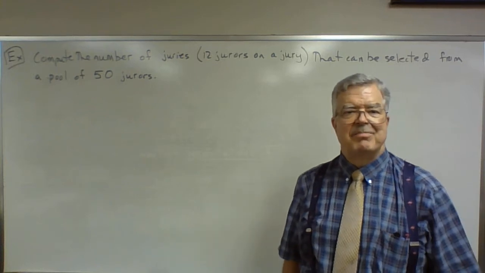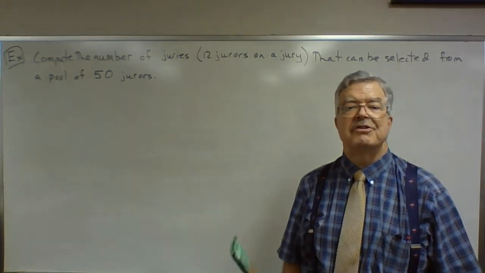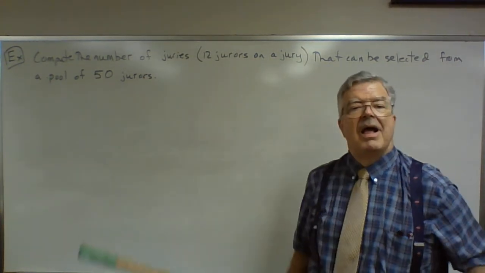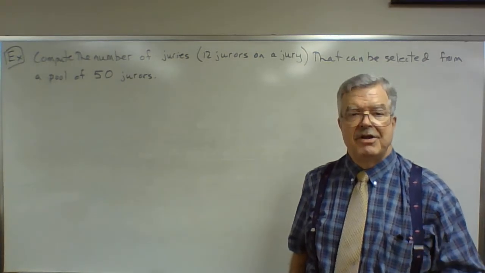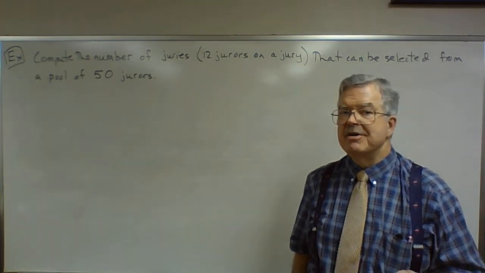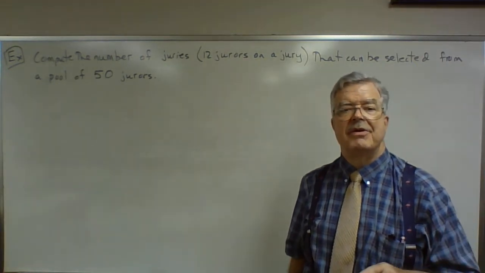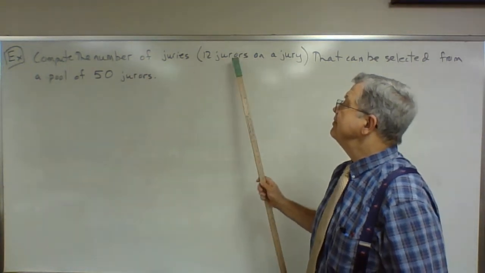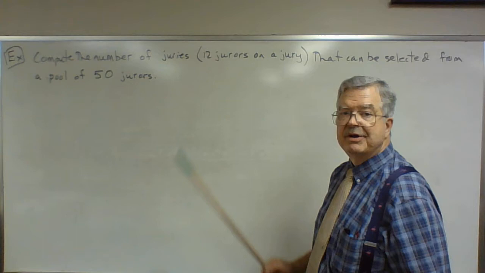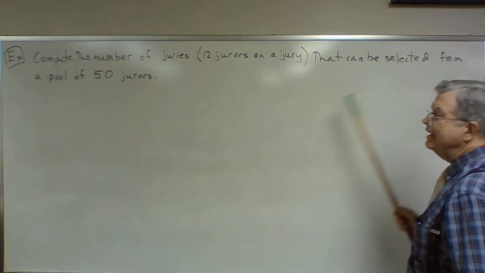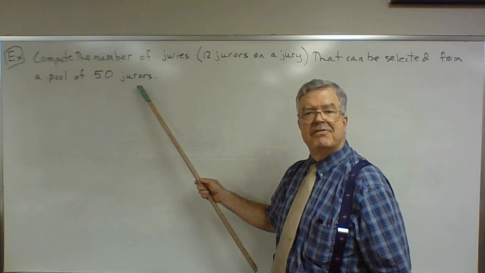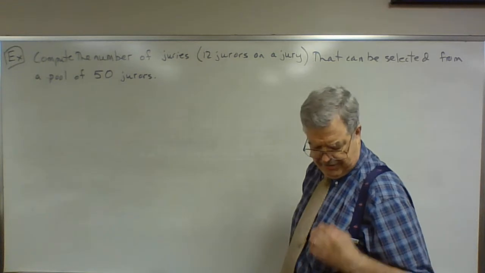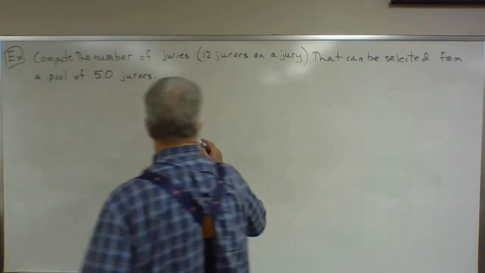Here's a classic example. Selection of a 12-juror jury from a pool of jurors. Order of selection doesn't matter. A juror is either on the jury or they're not. Compute the number of juries with 12 jurors that can be selected from a pool of 50 jurors. Order of selection doesn't matter. This is a combination.